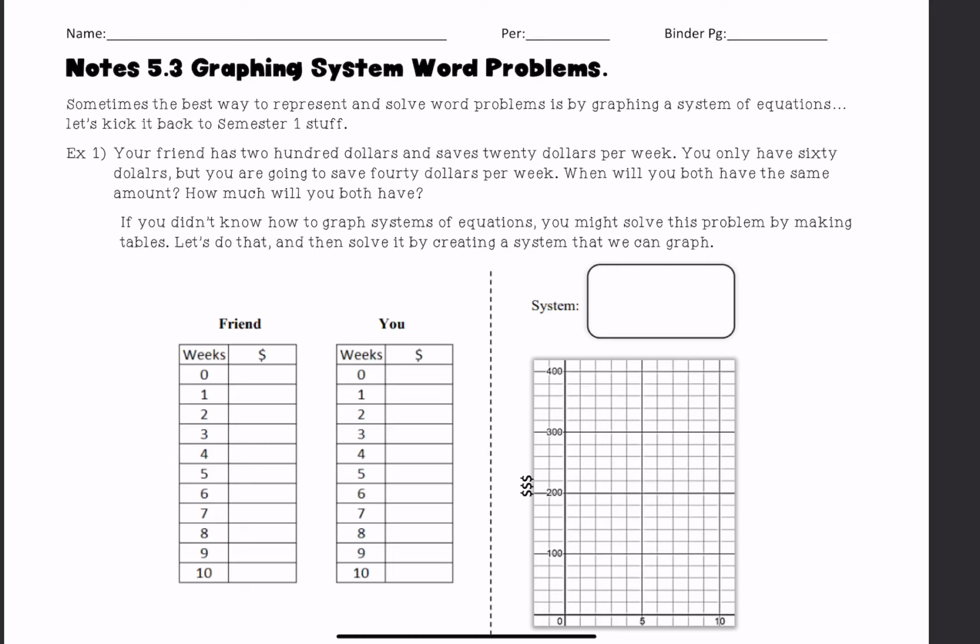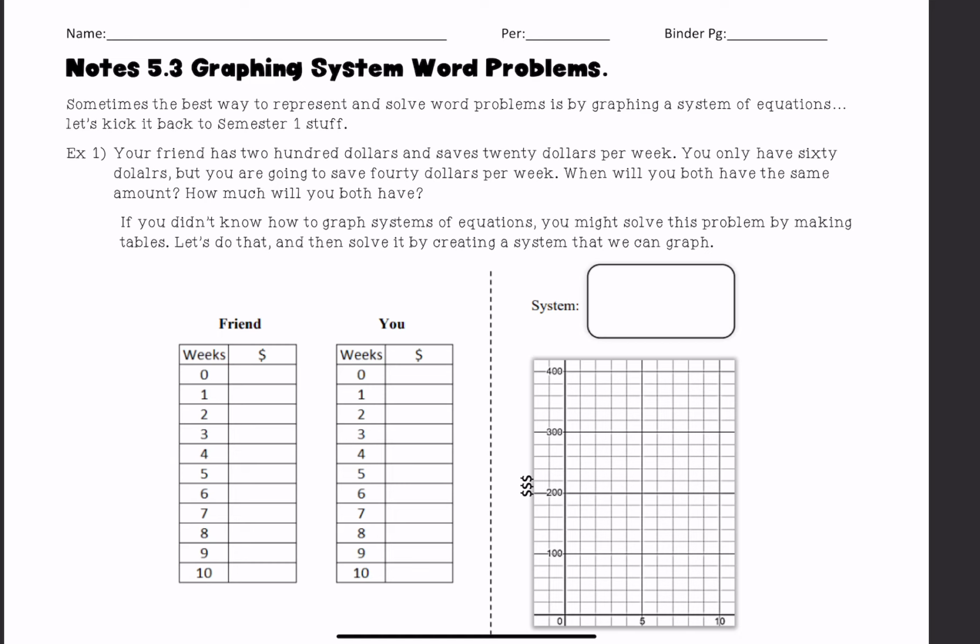All right, so here's notes 5.3, graphing system word problems. This is going to kind of bring back stuff we did at the beginning of the school year. So your friend has $200 and saves $20 per week. You only have $60, but you are going to save $40 per week. When will you both have the same amount, and how much will you both have?